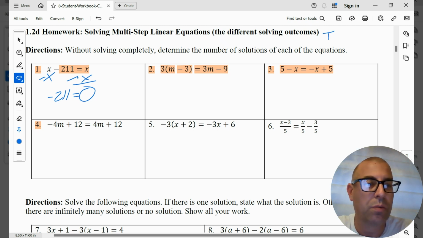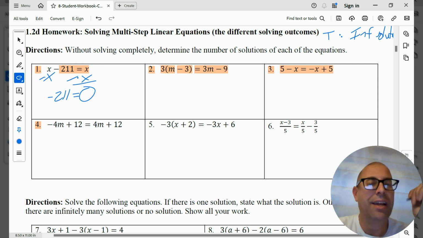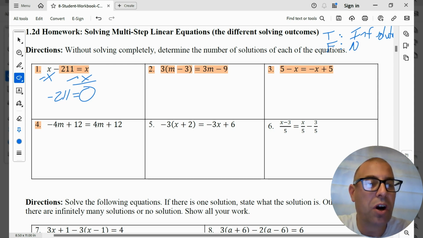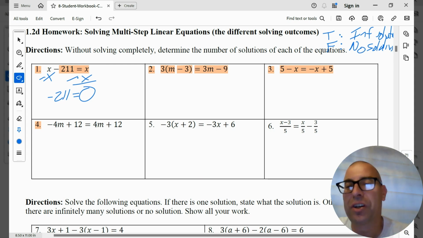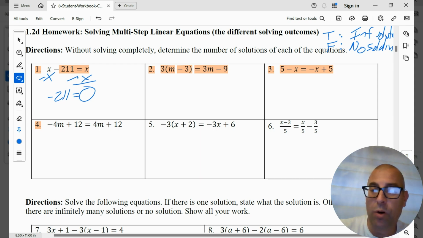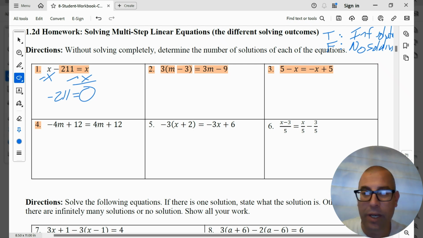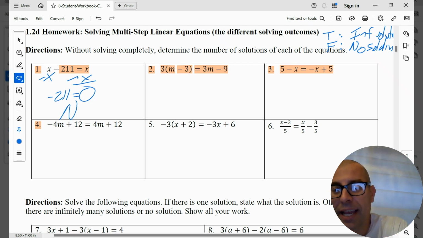If it's true, all right, then that means it's what's called infinite solutions, which means no matter what you put in, it's always going to be a true statement. If you have a false statement, then it's what we call no solutions. So it doesn't matter what you put in, it's never going to work. And that's the idea in question number 1. Whatever you plug in for X, when you take away 211 from it, it's not going to equal what you started with. So in this particular case, we say no solutions.